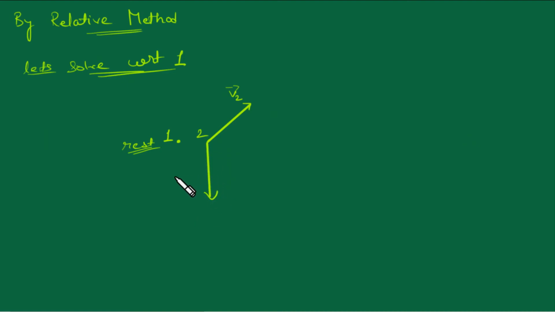What I just told you, that we know that velocity of particle 2 with respect to 1, if I write, what will I write? Velocity of 2 minus velocity of 1, right? This can be written as velocity of 2 plus minus of v1. So if we want to observe velocity of particle 2 as seen by 1, we have to take the resultant of v2 and minus of v1.